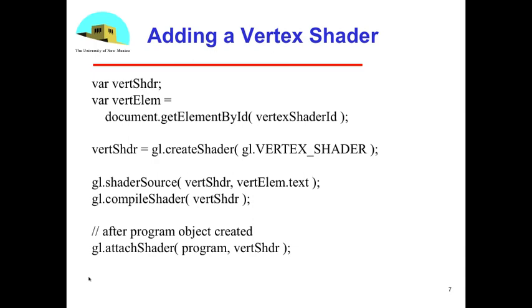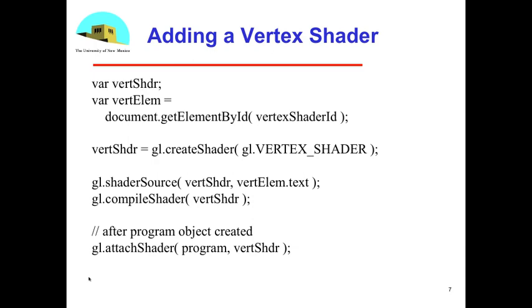Now, this is exactly the same for a fragment shader. We change create shader's parameter to be GL fragment shader. We get the fragment shader by its ID at the beginning, and we compile it just as we do with the vertex shader, and then attach the fragment shader to the program object. So let's assume this has been successful.